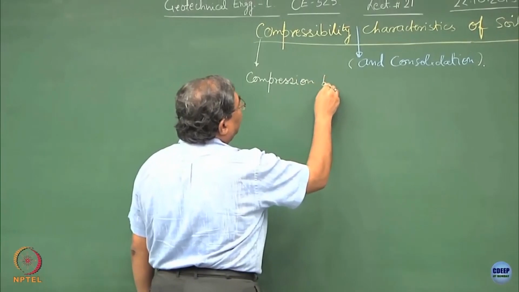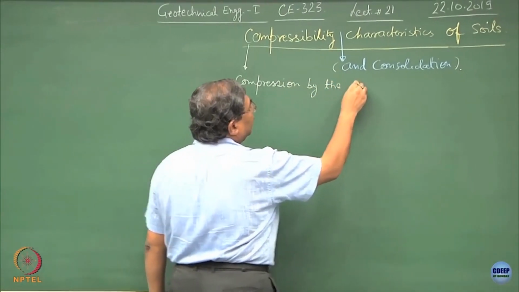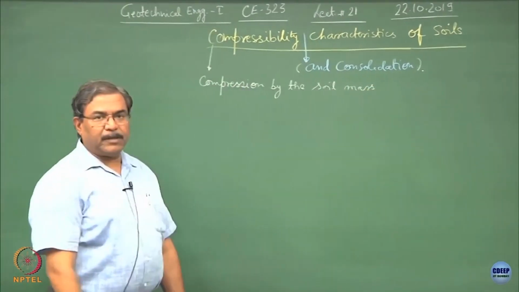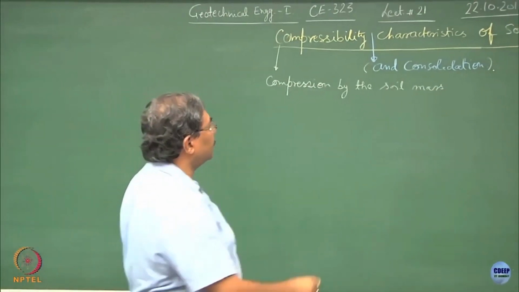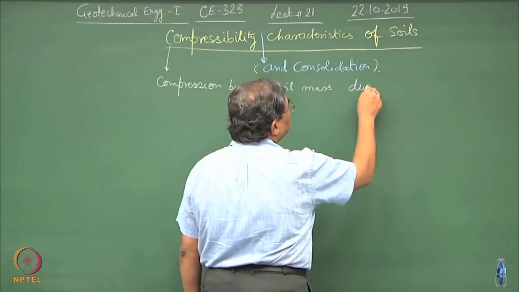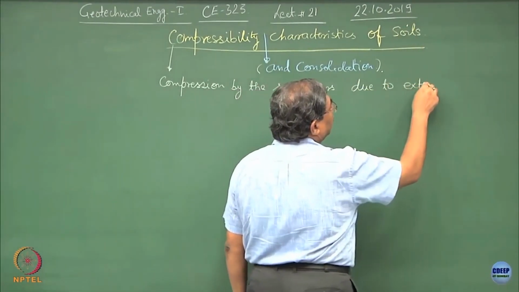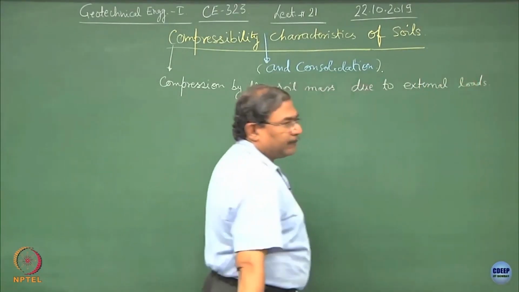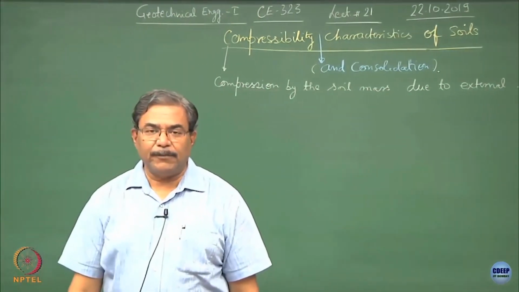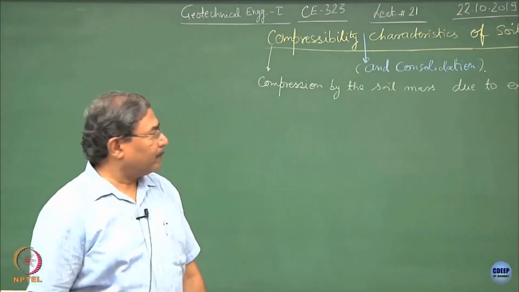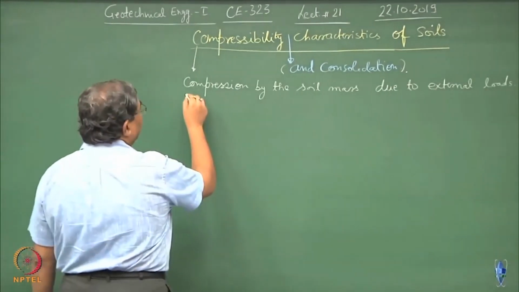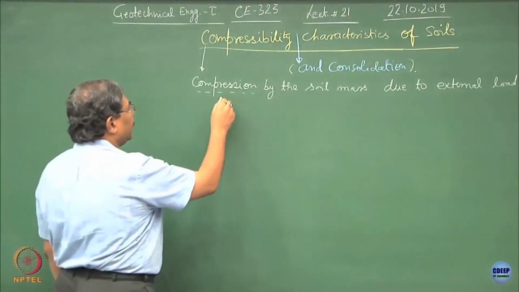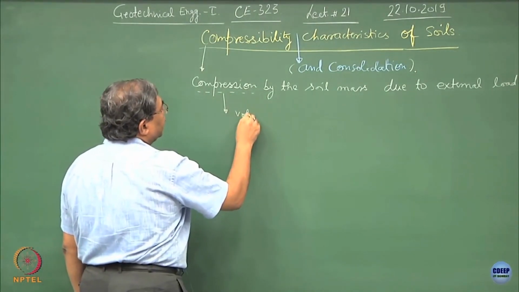As the name suggests, compressibility is the compression undergone by the soil mass, and this is mostly because of the external loading. In the previous lecture we talked about how the stresses can be computed in the soil mass because of the external loading. Now, if I consider the compression of the soil mass, normally we are interested in the volumetric compression.